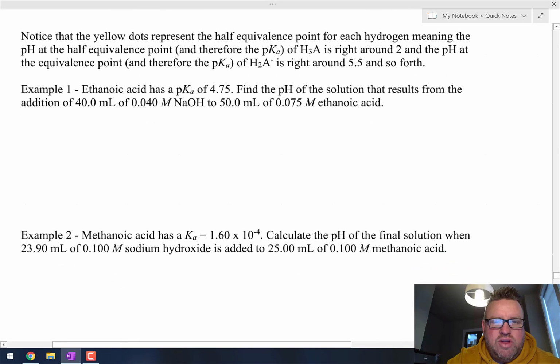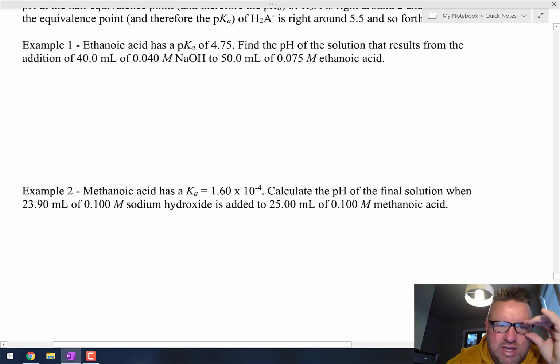Okay, all right, let's do a couple of examples here talking about what I just said. So ethanoic acid has a pKa of 4.75. Find the pH of a solution that results from the addition of 40 milliliters of 0.4 molar NaOH to 50 milliliters of 0.075 molar ethanoic acid. So here is where we really have to figure out how much acid do we have, and more importantly, how much conjugate base do we have. Because again, we're forming a buffer solution.